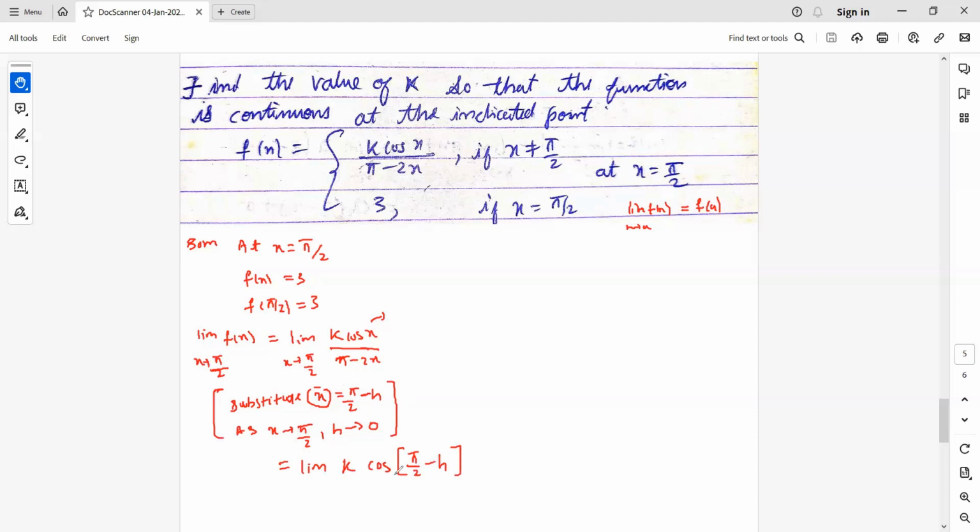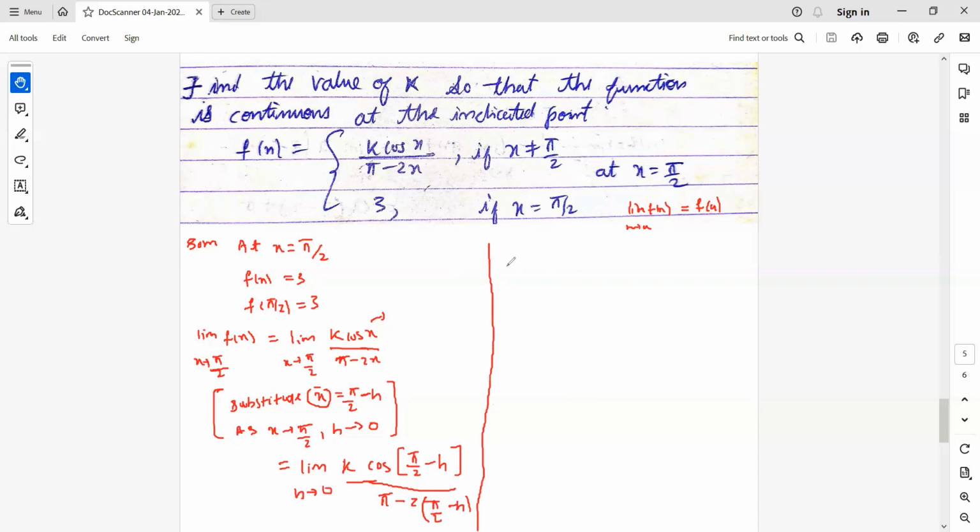Divided by, where there is pi, you keep it as it is. Pi, we will keep it as it is. Minus 2 into, again in place of x, we have to replace the same value, that is pi by 2 minus h. And here the limit is h tends to 0. Okay, so we need to simplify this further.